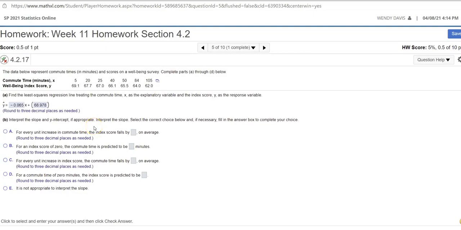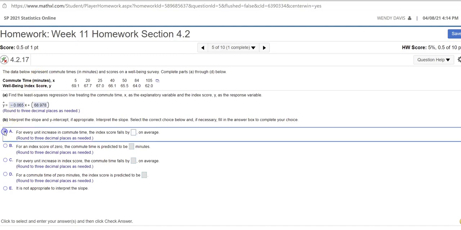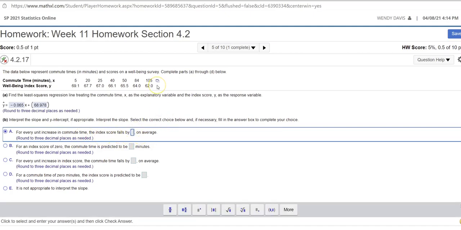Okay, the slope means when X goes up by 1, Y changes by this value right here. So since it's negative, that means it falls, okay? X is commute time. So this means for every increase in commute time, index falls by 0.065. Now, I don't put in the negative because it already says it's falling. The negative means it's falling by 0.065. Okay, the slope means when X goes up by 1, X is commute time, Y changes by the value that's the slope.